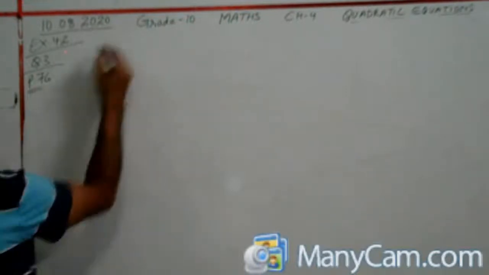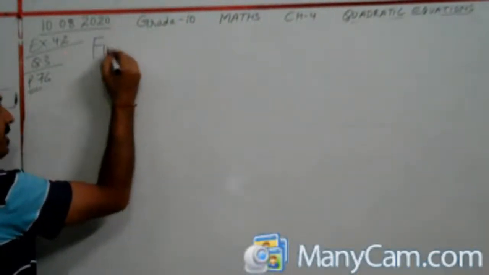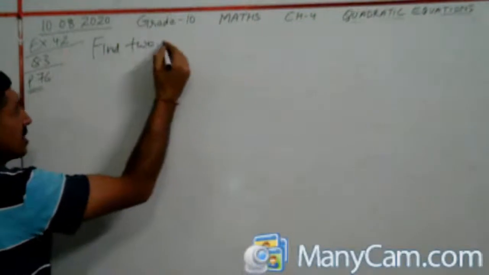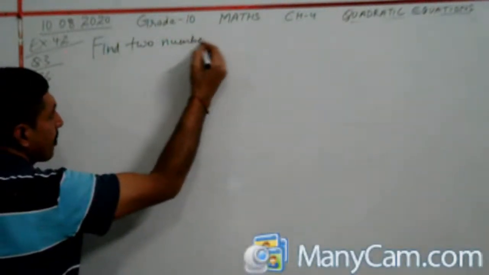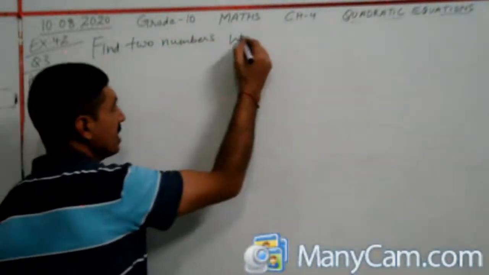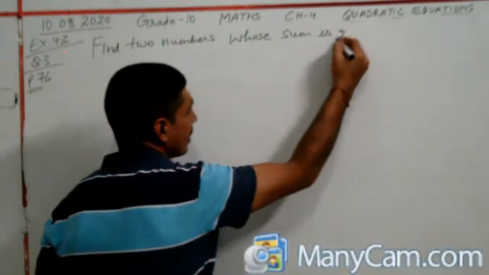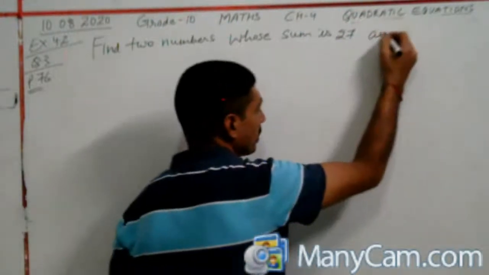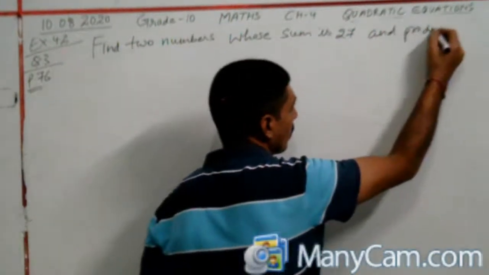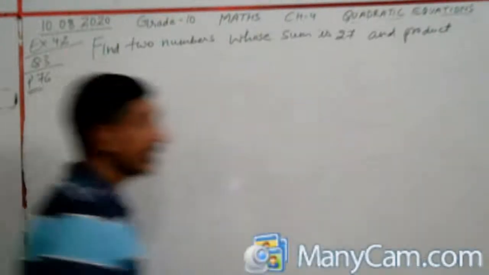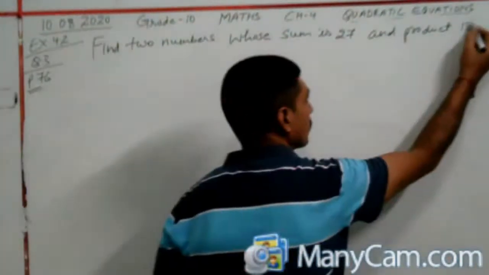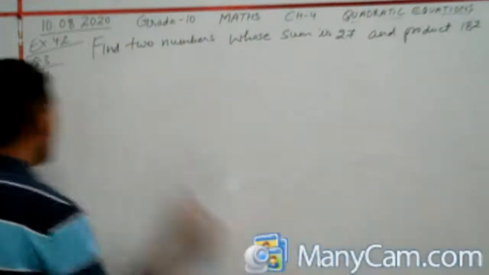The question is: find two numbers whose sum is 27 and whose product is 182. So how to solve?